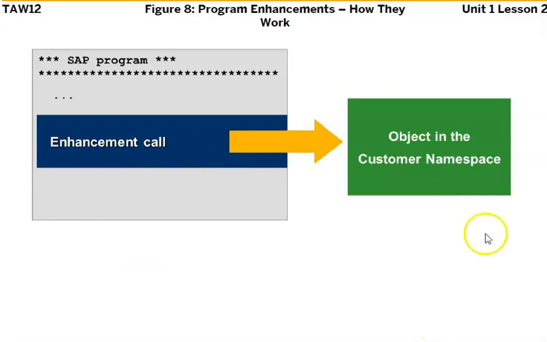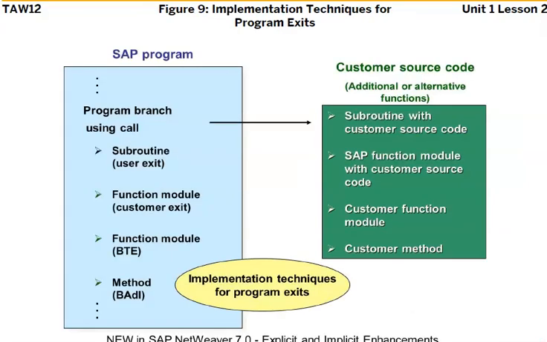So we have enhancement for object intelligence. So these are the implementation techniques for program methods. Program branch using call. So we have the subroutines, function modules, customer exits, BTEs, business transaction events. BTE stands for business transaction events and BADI stands for business add-ins. So these are the various techniques in which we are going to add.